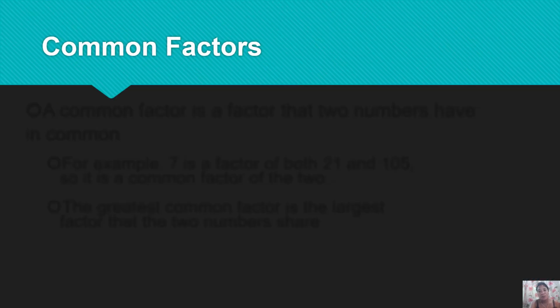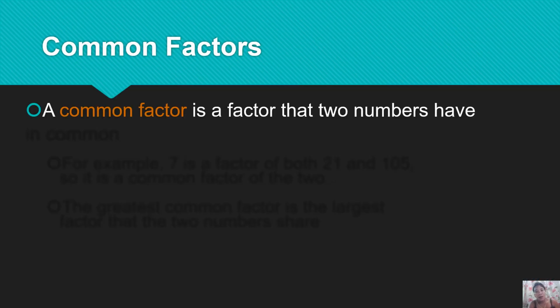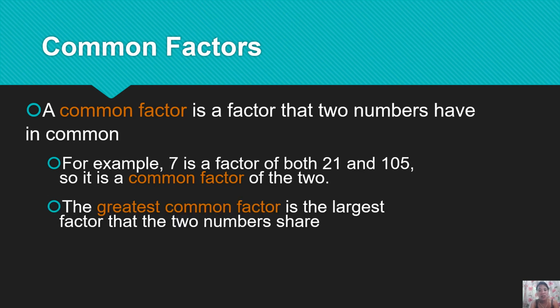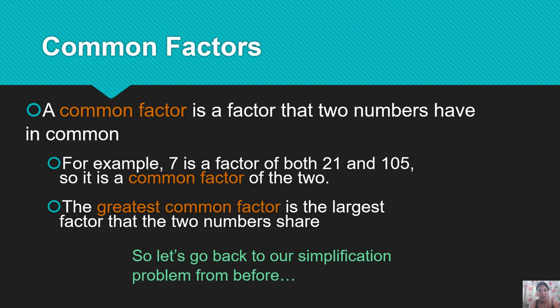Now, a common factor is a factor that two numbers have in common. So for example, 7 is a factor of both 21 and 105. So it is a common factor of the two. The greatest common factor is the largest factor that the two numbers share. So that is the greatest common factor or GCF.